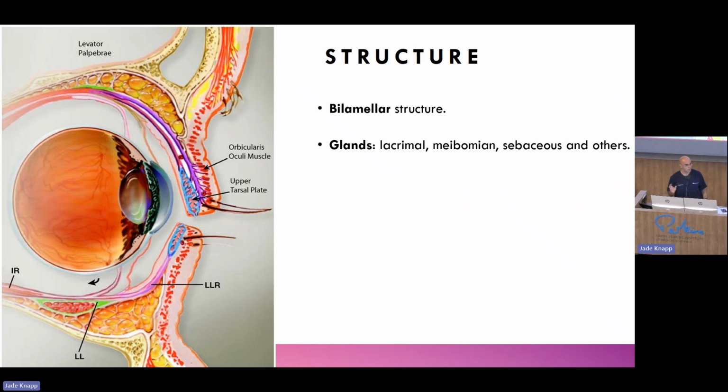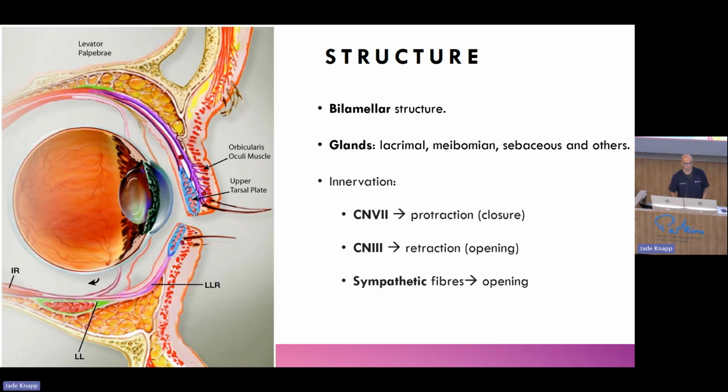The anterior lamella, the skin muscle part, contains lots of glands, the main one being the lacrimal gland and the meibomian glands. Lacrimal gland produces clear fluid, tears. Meibomian glands create more of a sebaceous secretion, an oily film. So between the two of them, that's what keeps the corneal surface lubricated.